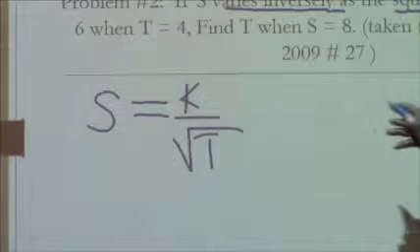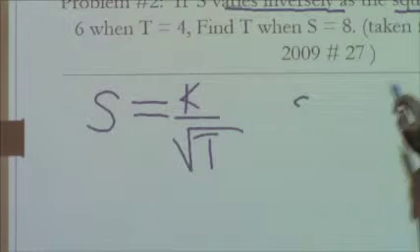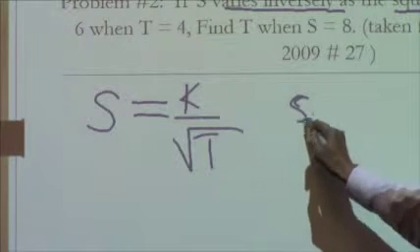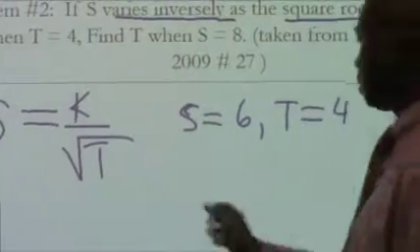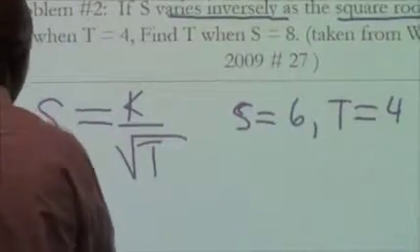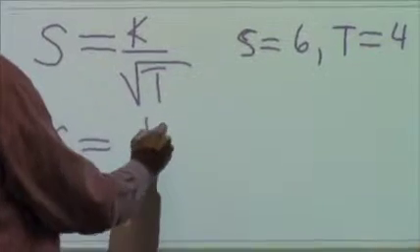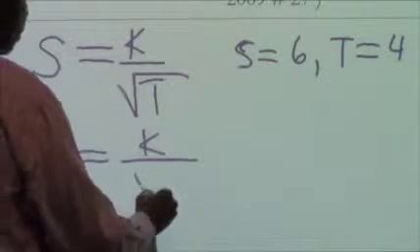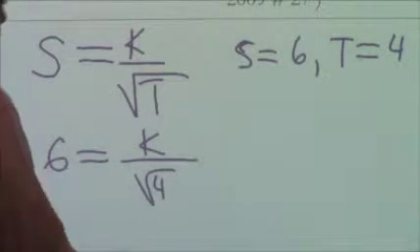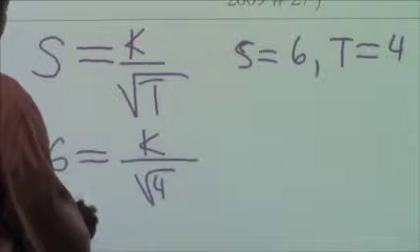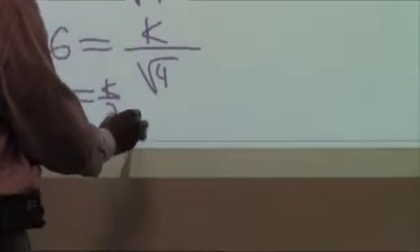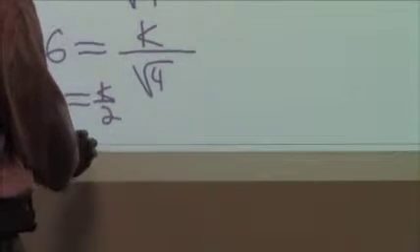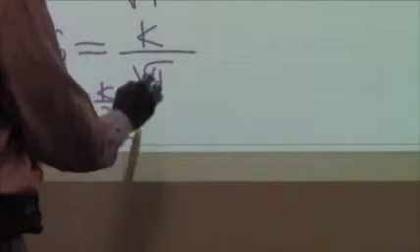In this problem, we are told that when S is equal to 6, T is equal to 4. If we substitute that in here, S is equal to 6, we don't know K, but T is 4. Solving this, we're going to find K. So 6 equals K over the square root of 4. The square root of 4 is 2. If we multiply both sides by 2, K will be equal to 12.